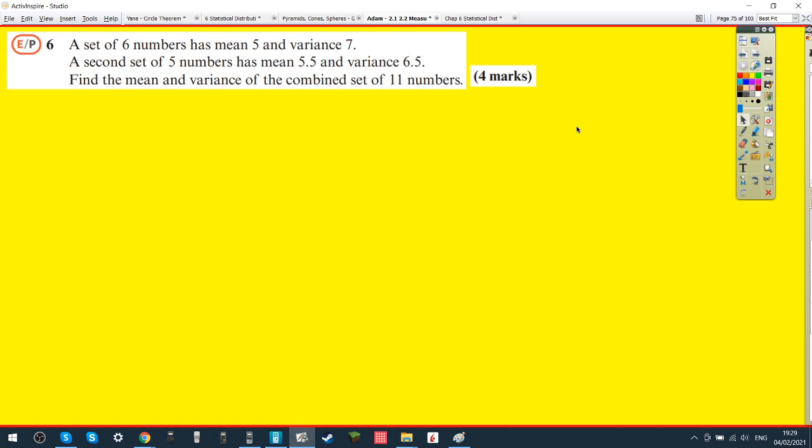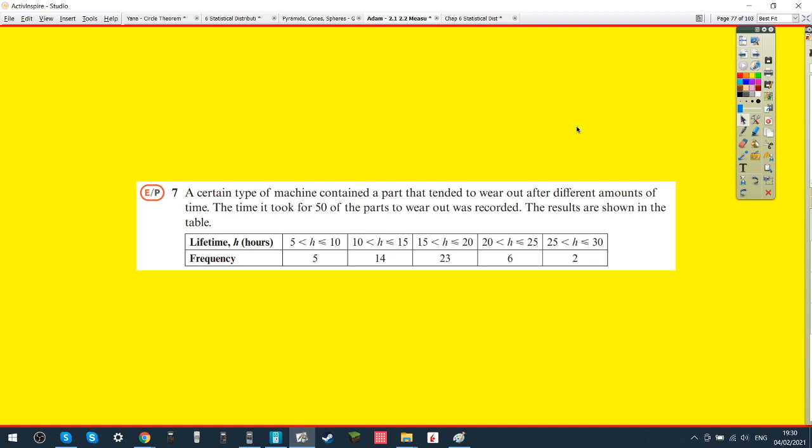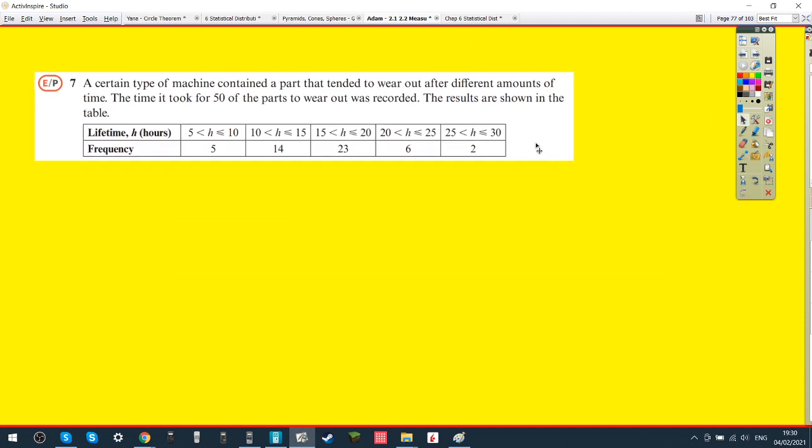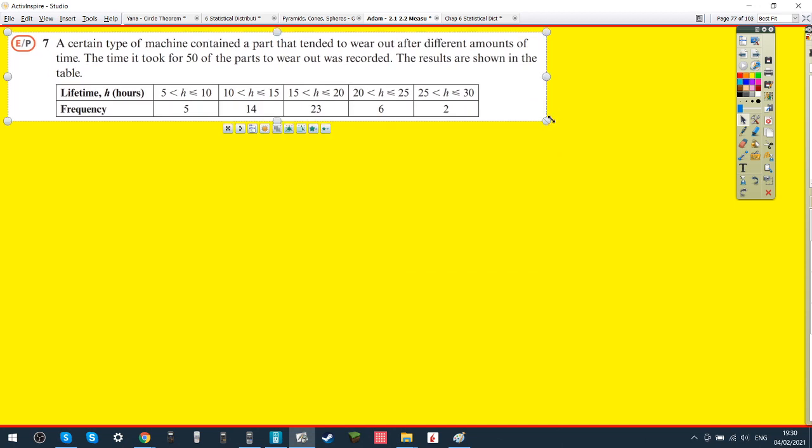A set of 6 numbers has a mean of 5 and a variance of that. Let's just find the variance of all 11. How would we do that? I don't know. Hang on. Before we do that, no, I'm going to leave that. I think it's more work than it's worth.